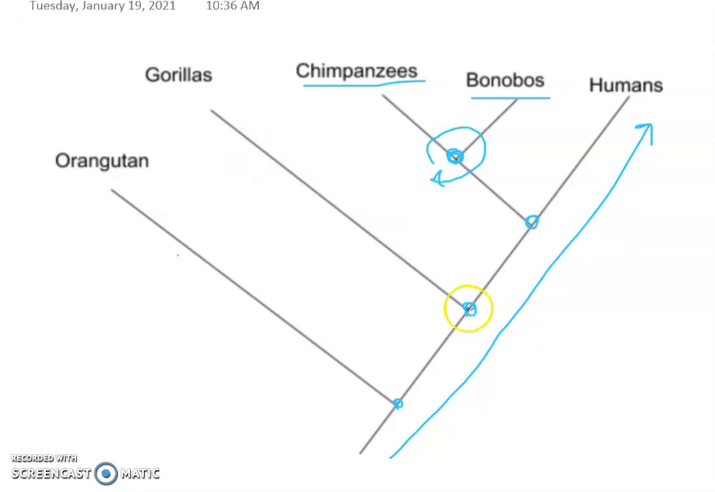So gorillas, at some point, the chimpanzees, the bonobos, and the humans all came from one common ancestor from the gorillas. At some point before then, there was one common ancestor that created orangutans and then went on to create gorillas, chimpanzees, bonobos, and humans.